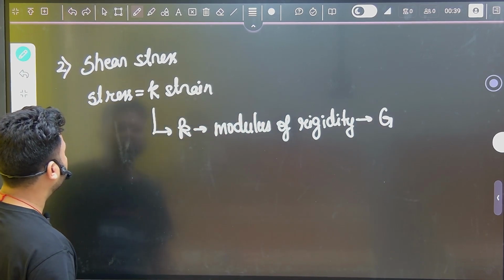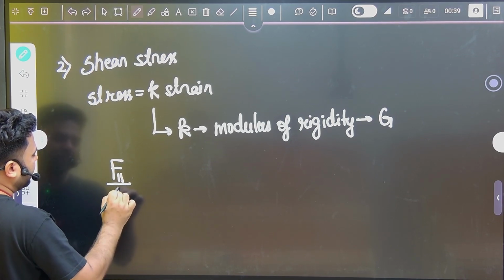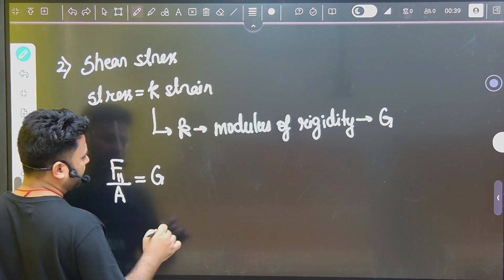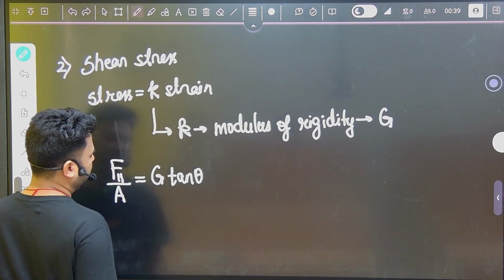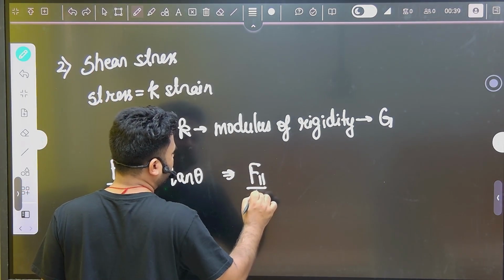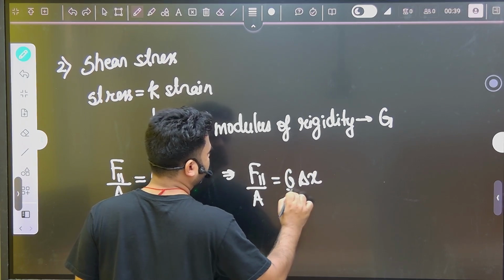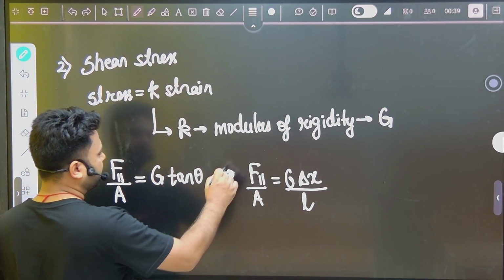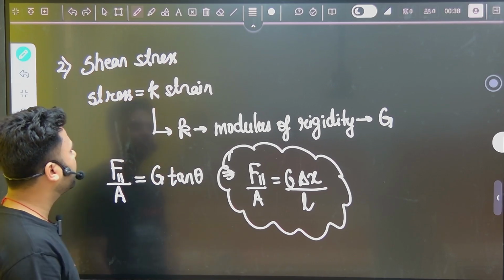Okay. So we write like this: stress, that is force parallel divided by area, equals a constant, that is G, into strain. Strain was tan theta, or we can write F parallel by area equals G, tan theta was delta x divided by L. This is the formula for shear stress. Correct.